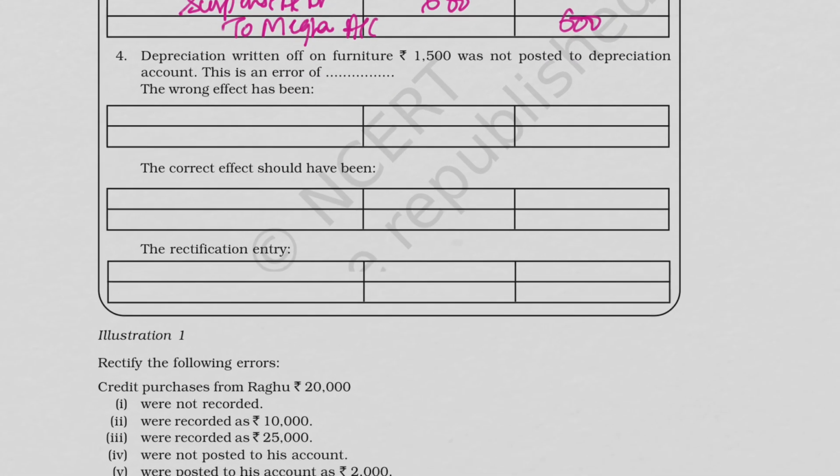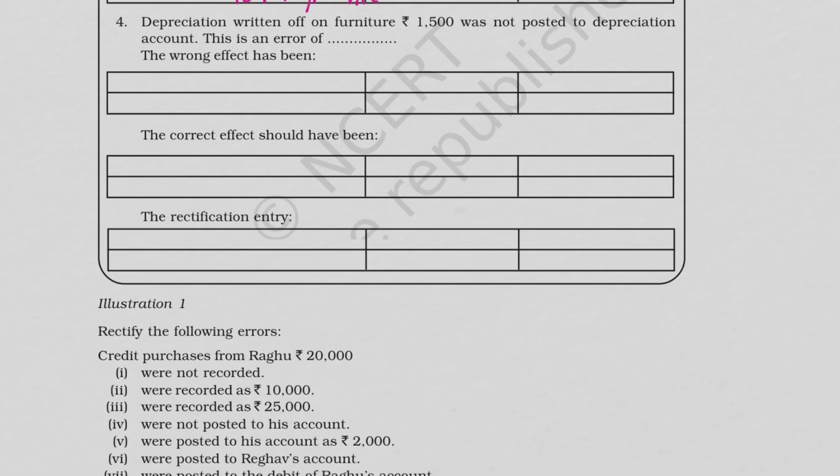Next we have depreciation written off on furniture rupees 1,500 was not posted to the depreciation account. So this is basically an error of omission because posting to the depreciation account was not done. So the wrong effect is the entry recorded: furniture account credited by rupees 1,500, but the depreciation account was not debited. So the correct entry should have been depreciation account debit 1,500 to furniture account credit 1,500.